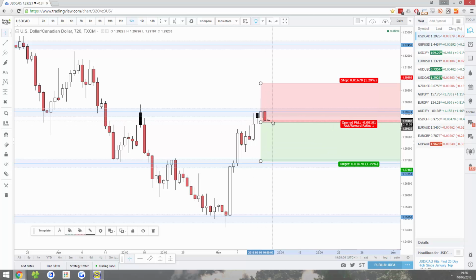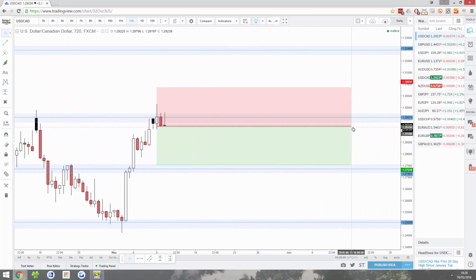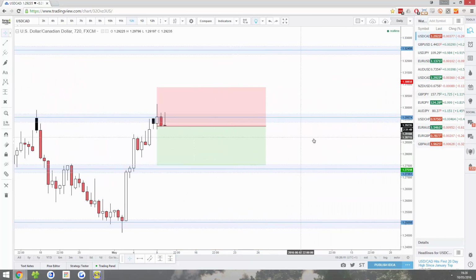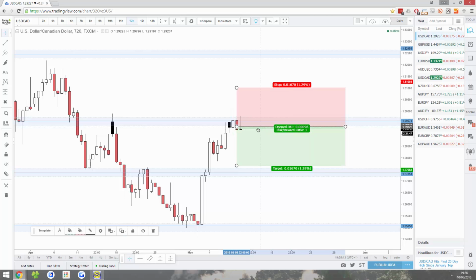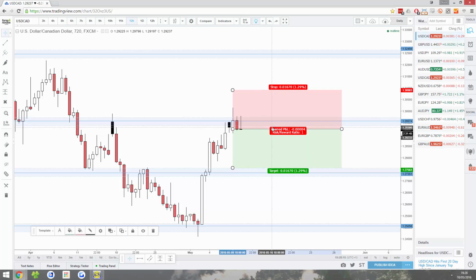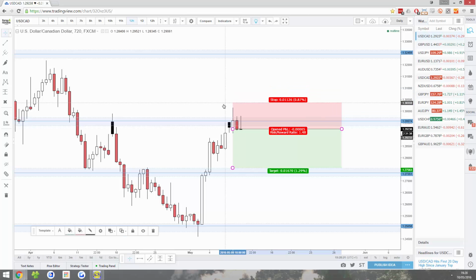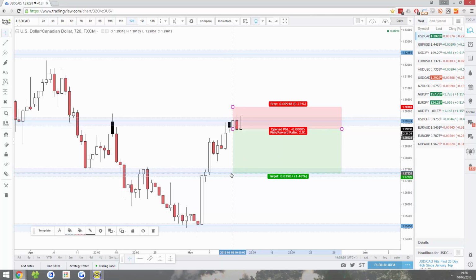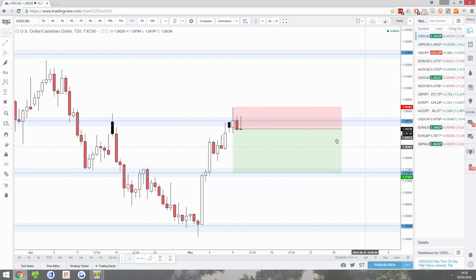Might get in on a retrace, might get lucky. Let's imagine I get in on a slight retrace to, I don't know, here. Let's say I get in at the 129.25 or 129.23. Even from there, the risk to reward ratio is going to be a little bit hard to pull off. I might get 1 to 2 risk reward ratio like you see here.